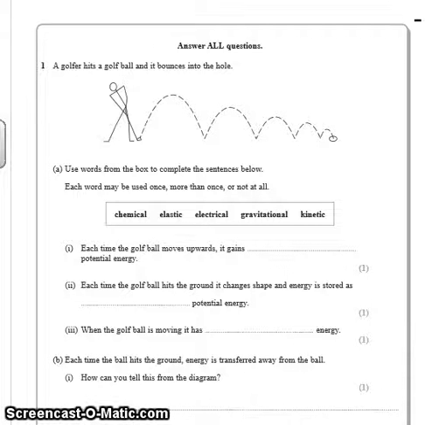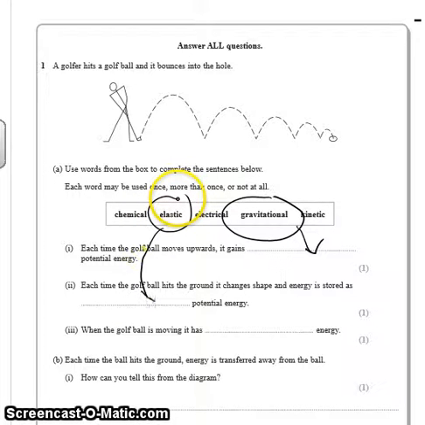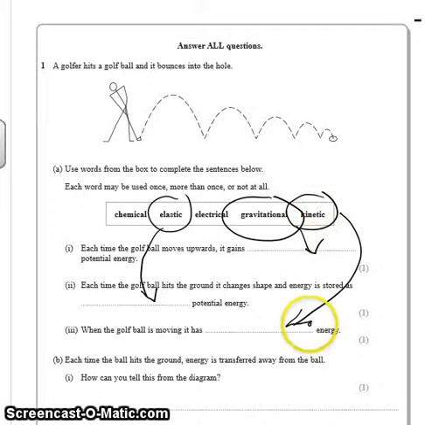So when the golfer hits the ball, it bounces into the hole. Each time the golf ball moves upwards, it's going to gain gravitational potential energy. Each time the golf ball hits the ground, it changes shape. As it changes shape, this is going to store elastic potential energy. And when the golf ball is moving, it's going to have kinetic movement energy.